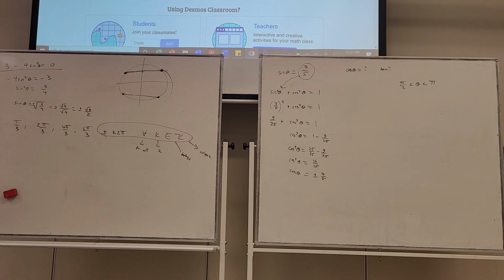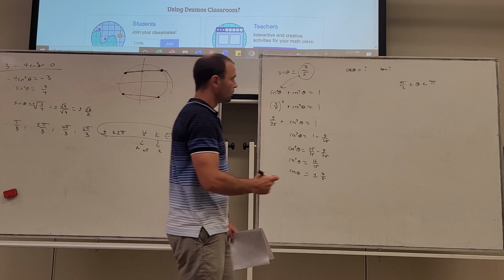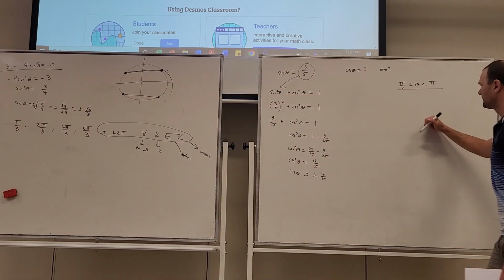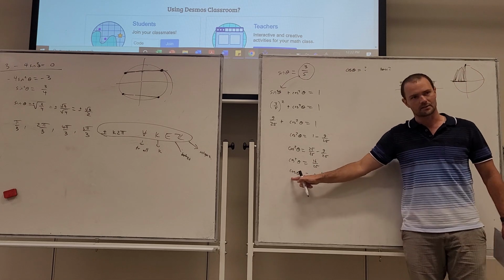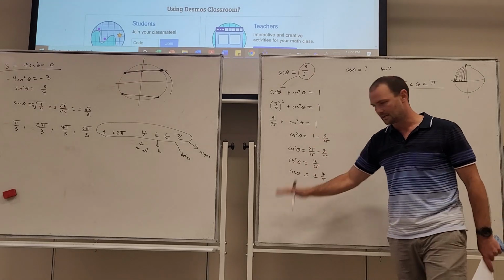Okay, but there's one more step because we have a restricted domain. We have a restricted domain which is from pi on 2 to pi. So on our unit circle, from pi on 2 to pi, that is this region. And in this region, only sine is positive. We can see x values are negative. They're left of 0, right? X values are negative, which means cos is an x value, and so our solution must be negative.